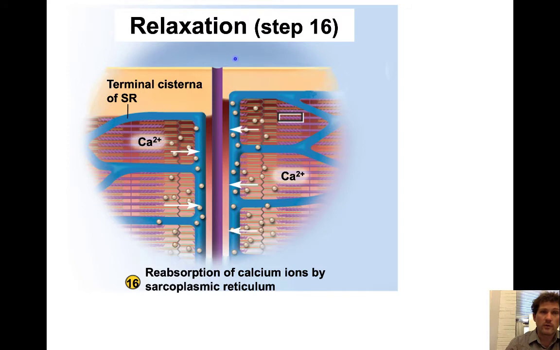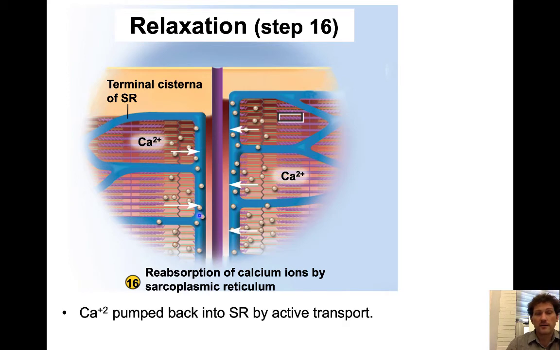Okay, and so when we talk about that continued relaxation, inside of the cell, if there's no more stimulation, we're seeing that calcium is getting pumped back into the sarcoplasmic reticulum through active transport. So again, we're using ATP to pump that calcium into our sarcoplasmic reticulum and clearing out the calcium that's available.